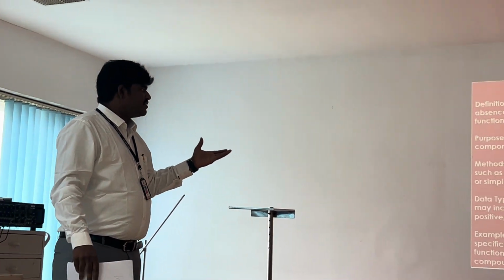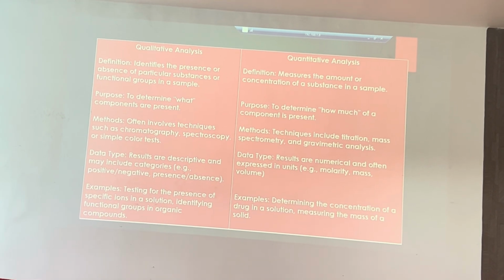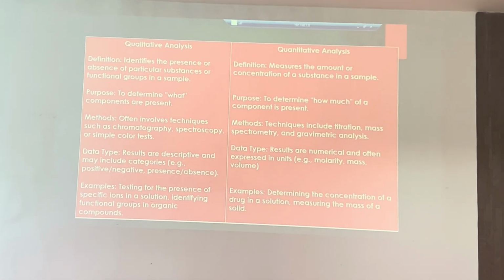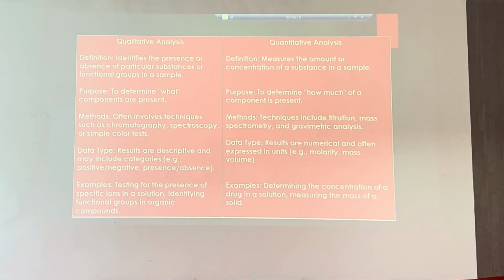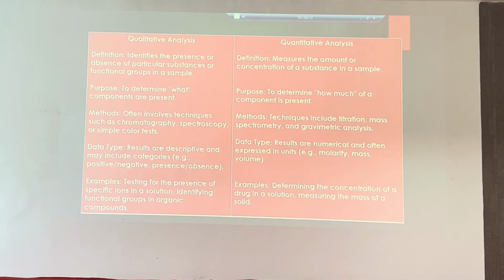The purpose is to determine how much of a component is present. The methods and techniques include titration, mass spectroscopy and gravimetric analysis, and even chromatography. If you are doing a manual titration, you say that the assay is 90%, 98%, like this. Next.